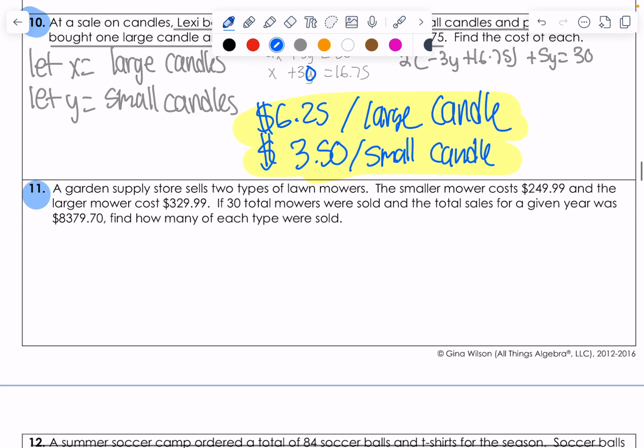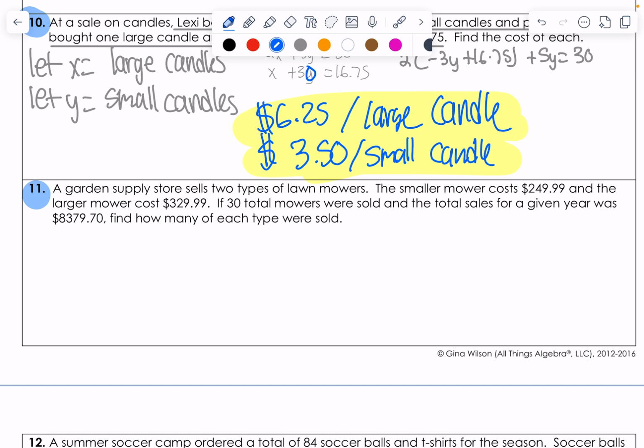Okay, number 11, this is the last problem I will do, and then you will go on to work in your groups, by yourself, or with a partner, depending on what Miss Harrison tells you. So we're looking at a garden supply store selling 2 types of lawn mowers. The smaller mower costs $249. That's expensive. And the larger mower costs $329. If 30 lawn mowers were sold and the total sales for a given year was $8,000 and so on, find out how many of each type were sold.